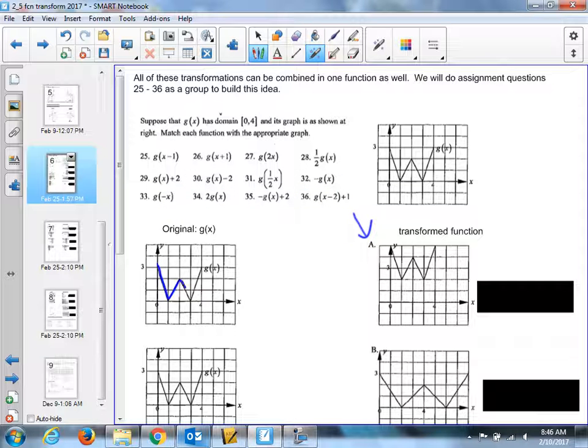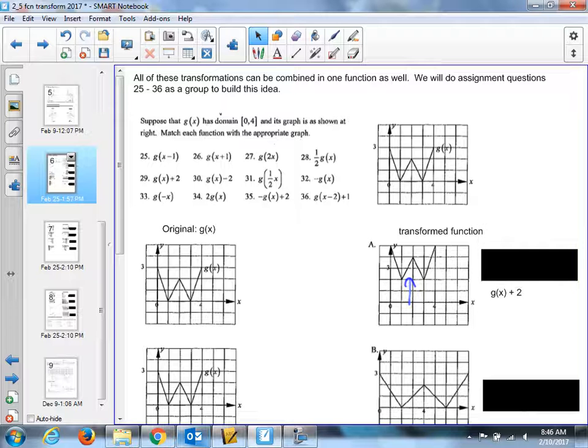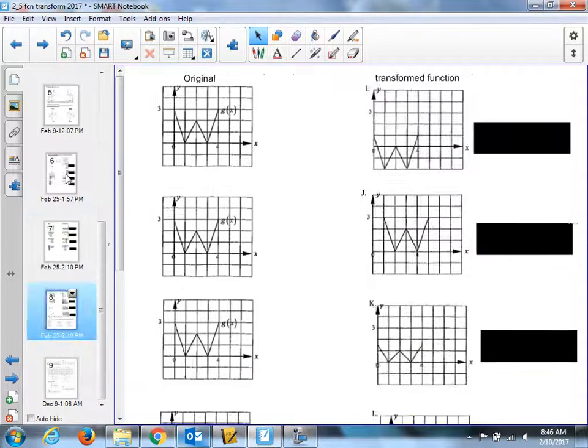Look at this and think, okay, what has happened here? It looks like the shape is the exact same. It isn't warped. It's just slid up 2, right? So then, I'm going to say, I hope you have g of x plus 2, right? So continue on with these. I'll give you guys a minute.